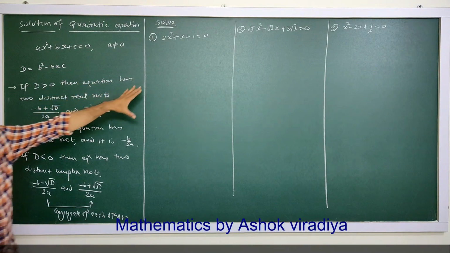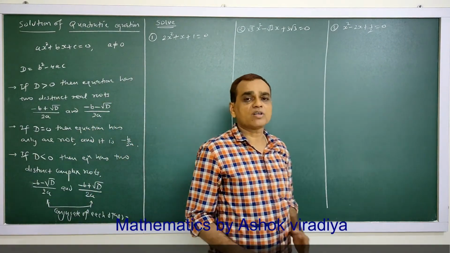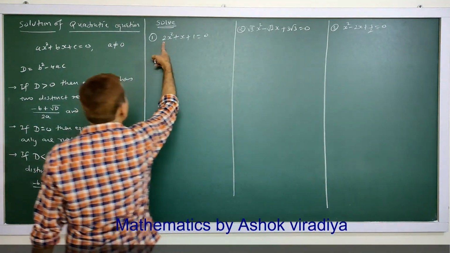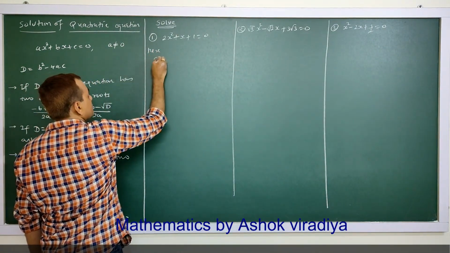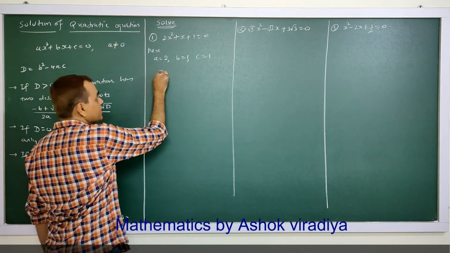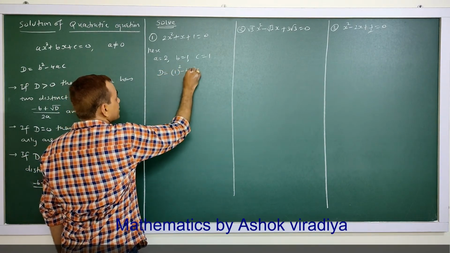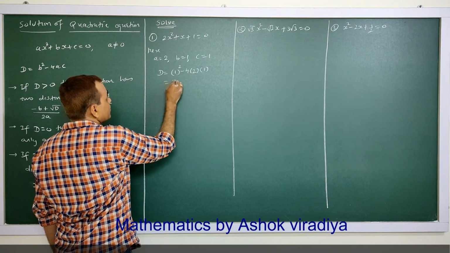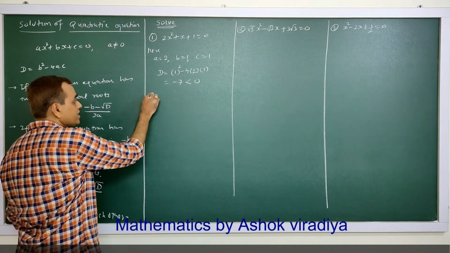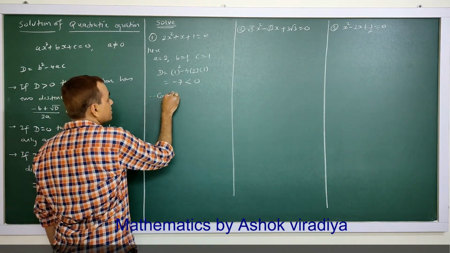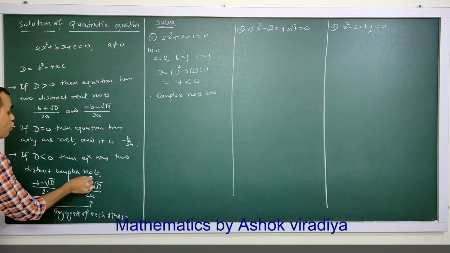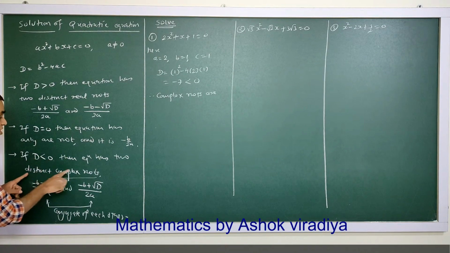Let me find roots for this quadratic equation. We solve these equations. Say here A is 2, B is 1, C is 1. So D is B square minus 4AC, so it is -7, less than 0. D is less than 0, so this equation has complex roots. If D is less than 0, then the equation has complex roots.